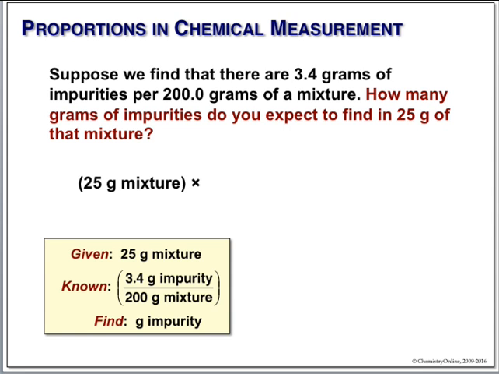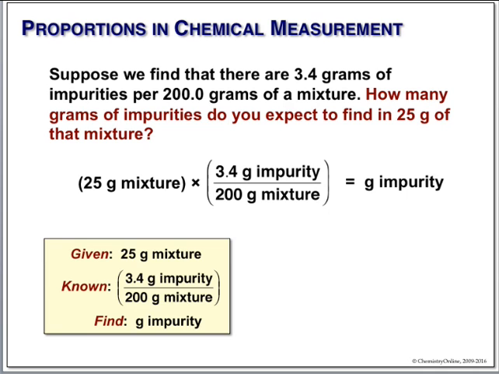We have to set up this ratio so that mixture is in the denominator. When we do this, mixture is going to cancel, and we're left with impurity. We do the simple calculation, and this is 0.42 grams of impurity. So this is an example of a simple mass ratio that we're using here, impurity to sample.